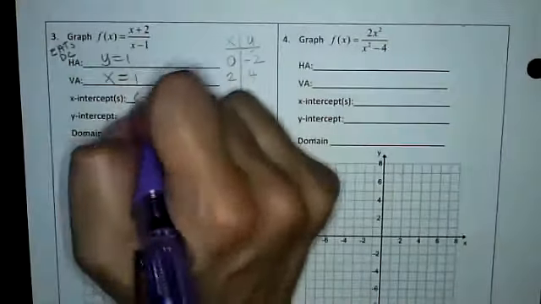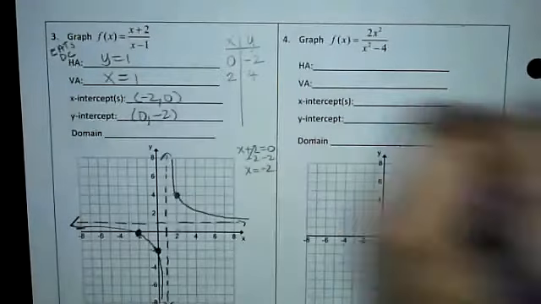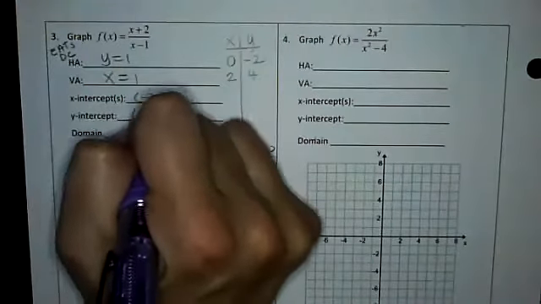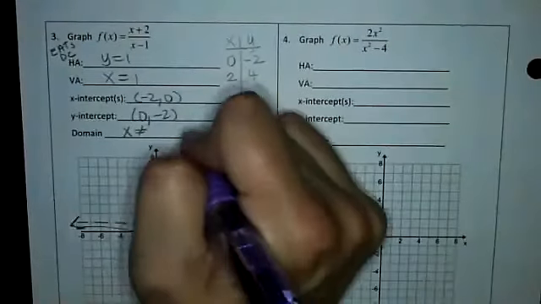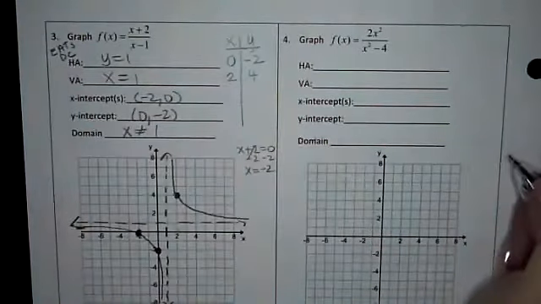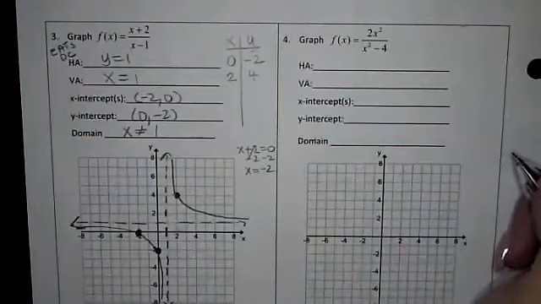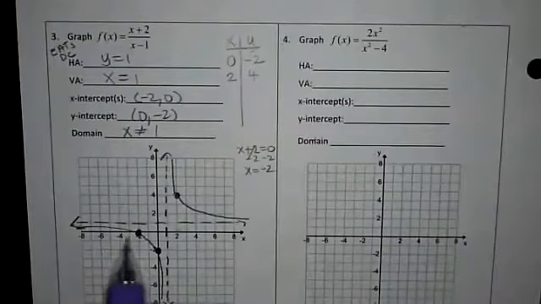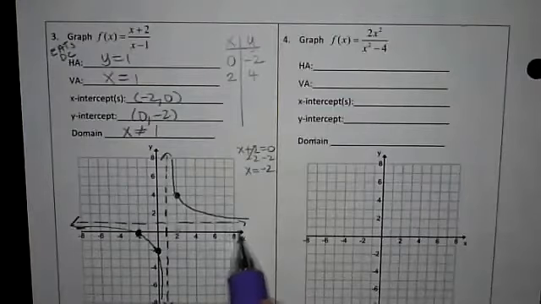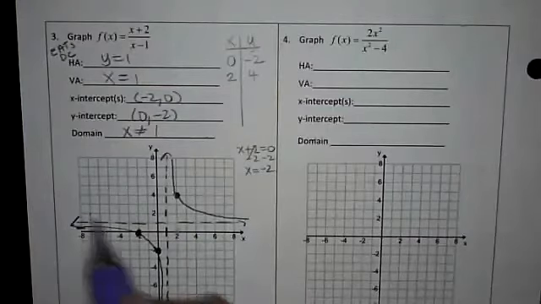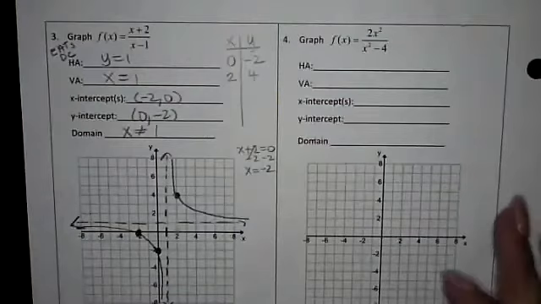We said the y-intercept is at 0, -2, and the domain is all real numbers except for that +1. If we were looking for the range, it would be all real numbers except for that +1 as well, this horizontal asymptote. If we were looking for the end behavior at the ends, it is approaching 1. It is getting closer and closer to 1.